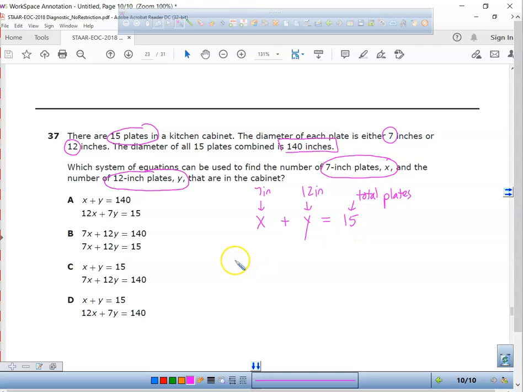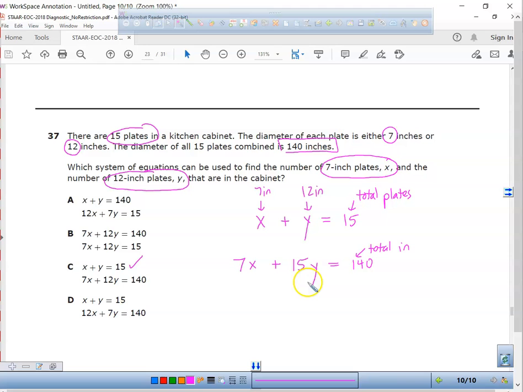Now, if I take 7 and I multiply it by X, this goes with the 7-inch, and you got 15 times Y. What was the combined inches? What was the total, not the total plates, but the total inches? That was 140. So that's what I'm looking for. X plus Y equals 15.